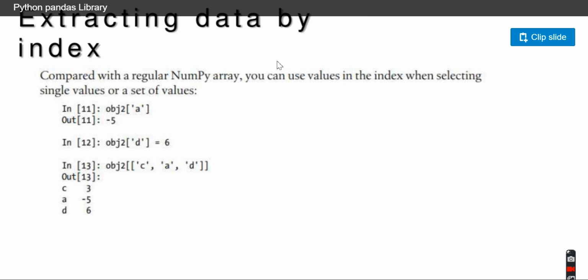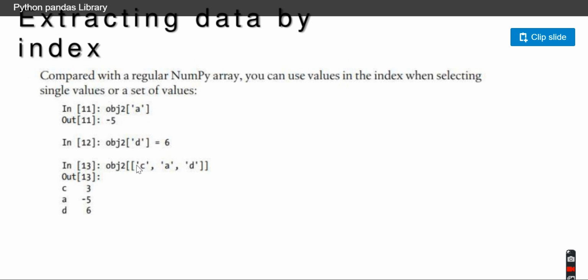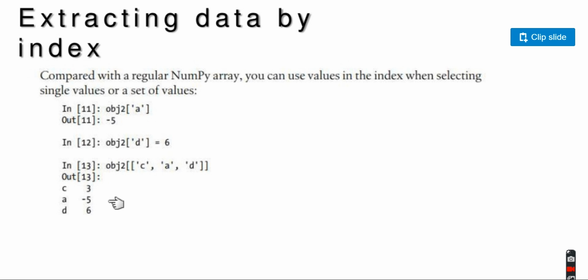Now you see here, extracting data by index. If you give an index, the system will understand which index has which value. If you want C, D, A, only those index's particular values will be displayed by the system. According to the requirements, the system will produce outputs.